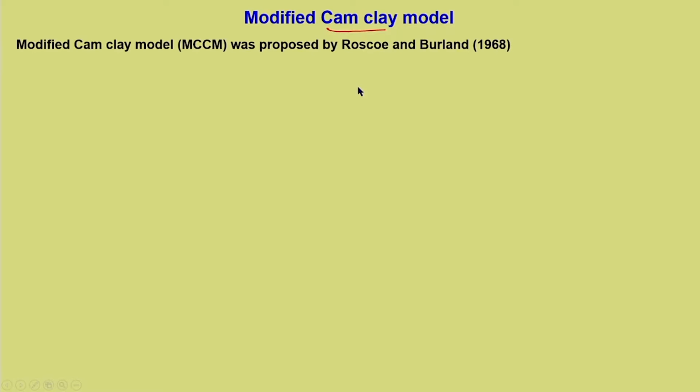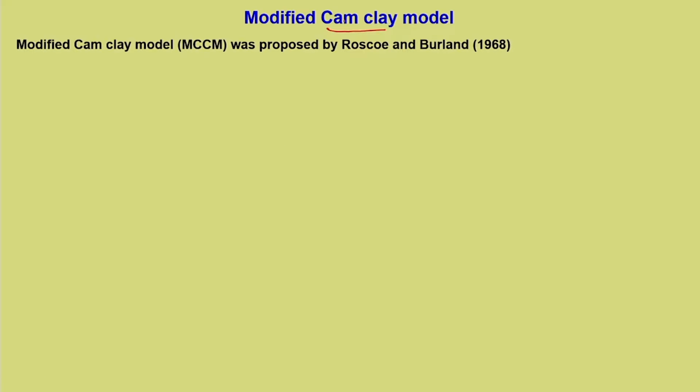So, in today's lecture we will see the modified Camp-Clay model along with some basic aspects of plastic behavior of the soil. I mean to say mechanical plastic response of the soil. So, today's lecture we will start with modified Camp-Clay model. This is what we will be dealing with in today's lecture.